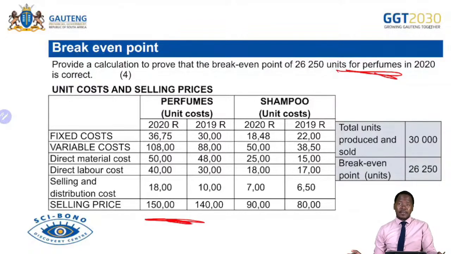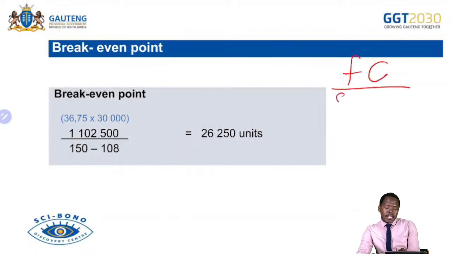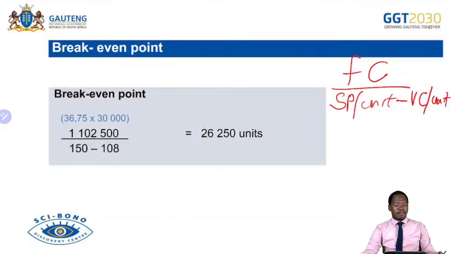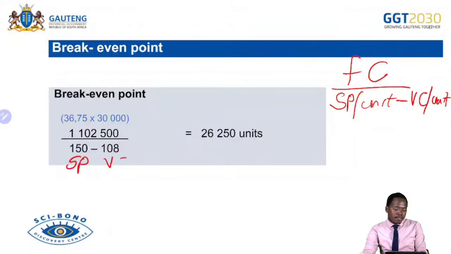Now, grade 12, my formula for break-even point, you need to remember, it should say total fixed cost divided by selling price per unit minus variable cost per unit. And then it means I'll have my 1,102,500. Where am I getting that? It is my number of units produced multiplied by my fixed cost per unit. Then divide by selling price and variable cost per unit. And then I've proven that. Obviously, the 26,250 will not have a mark this time since I am proving.